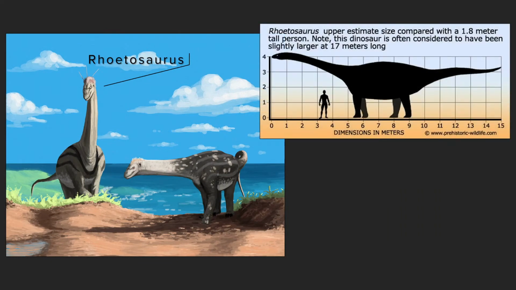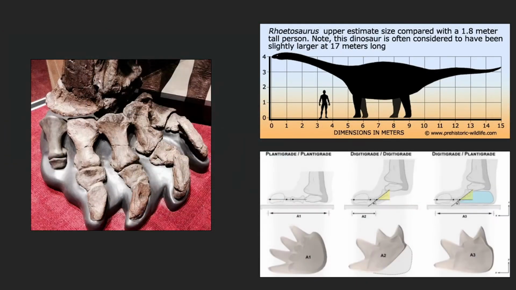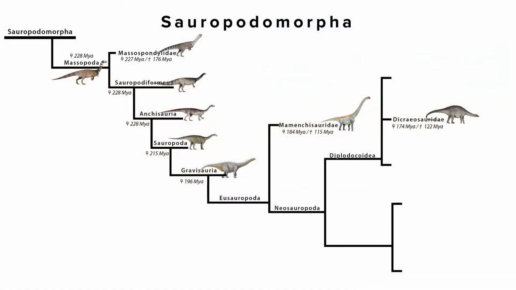Rhoetosaurus, I will mention it very quickly because this is the earliest known Australian sauropod. What is interesting about it is because we have a foot and a footprint assigned to it, we actually know, thanks to it, how sauropods walked. So they were actually tiptoeing. They first put their toes on the ground and later the heel.